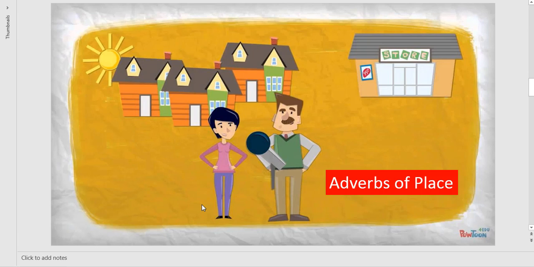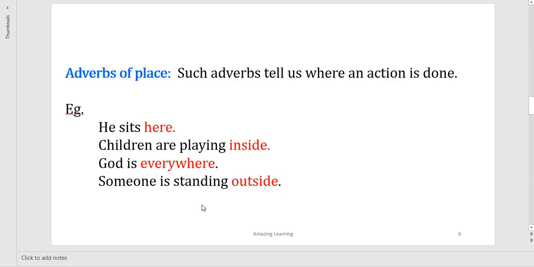Next is adverbs of place, meaning where the action has been done. Let's see the examples. Such adverbs tell us where an action is done. For example, he sits here. Where does he sit? Here. Sits is qualified by the word here, because of which here is called the adverb, and sits is the verb already. Children are playing inside. Where are they playing? Inside. Playing is the verb and inside is the adverb.